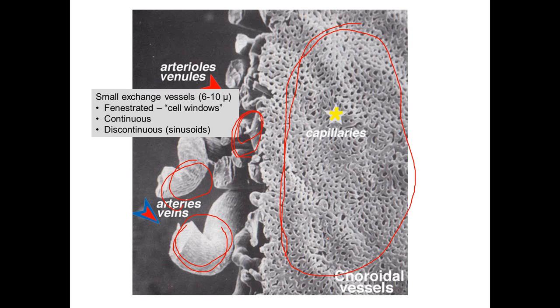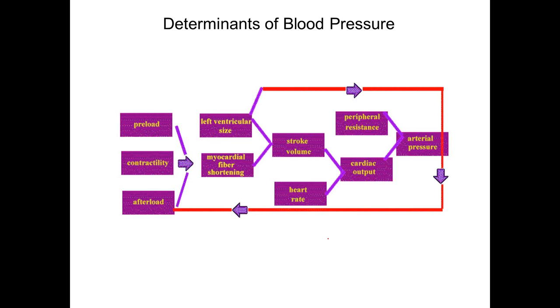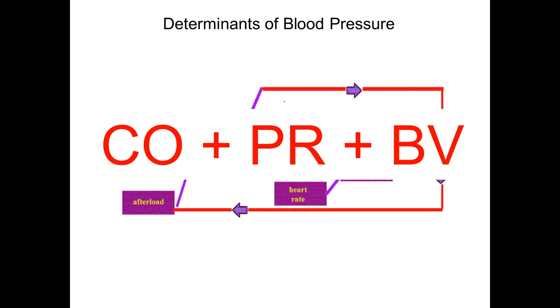For the final part of this session, we've looked at the heart, we've looked at the blood vessels. We need to have a look at an important clinical parameter which is determined by those two things, and that is our blood pressure. This diagram shows you all the determinants of arterial blood pressure. These are all the things that will affect arterial pressure. It looks complicated. It is complicated, but hopefully I can simplify it by doing this.